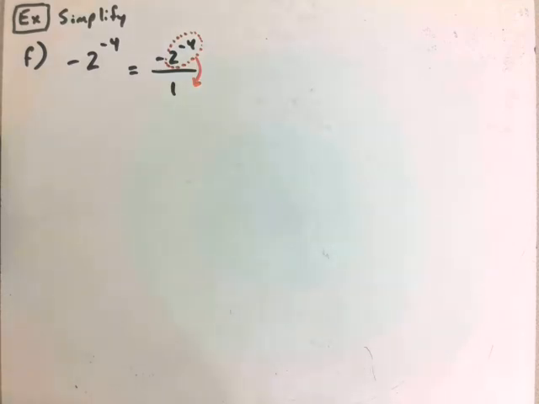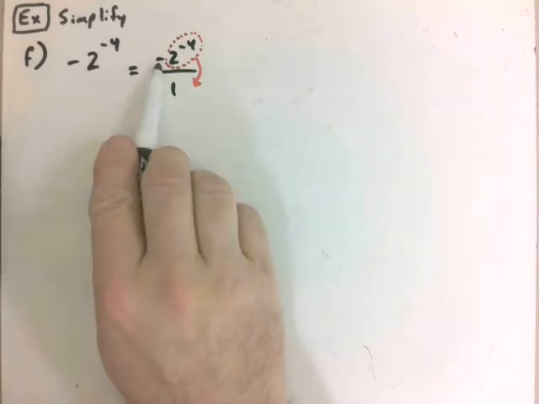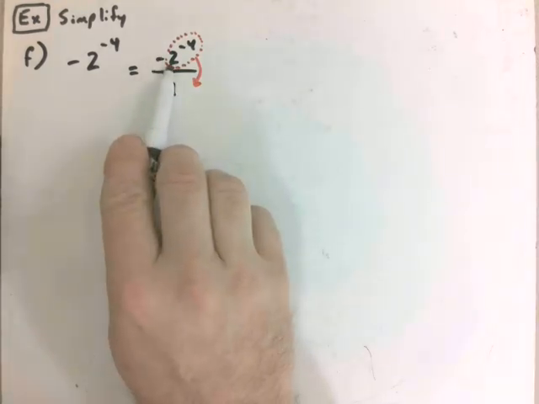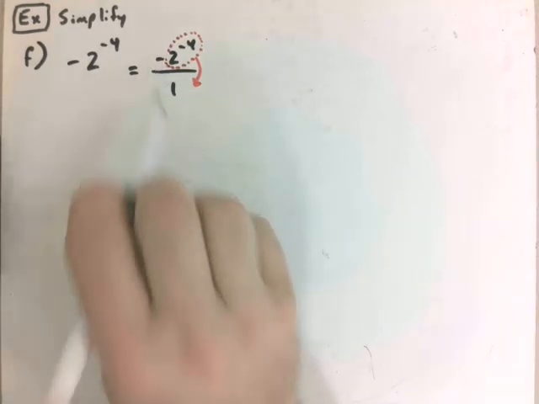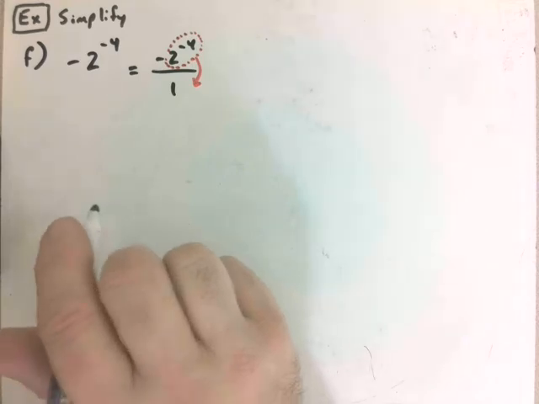So just like we did earlier when we were going through and doing some problems, when you have a negative with a number, the base is not including the negative unless that is in parentheses.